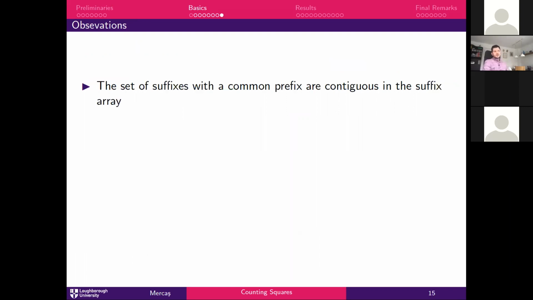So some observations that are quite basic is that the set of suffixes with a common prefix are going to be contiguous in the suffix array. So that is, if you have a bunch of suffixes, each starting with AB, when you're looking at the suffix array, they will come one after the other. Then if you're looking at K powers, right, the cluster for the root is going to have length at least K. So if you're looking at squares, then each of the clusters will have length at least 2.